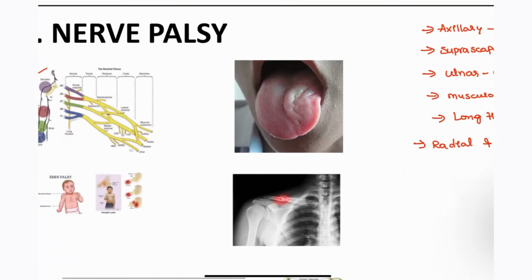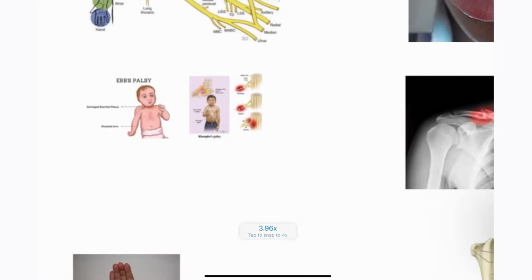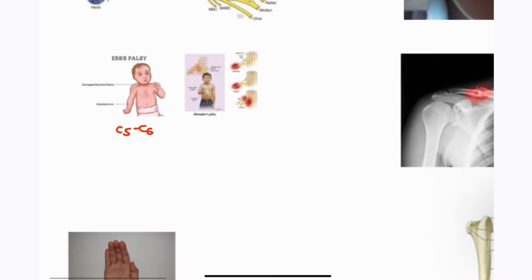Next, moving on to the types of defects that you have to remember. What is the root involved in Erb's palsy? Usually C5 and C6, involving the upper trunk. Next, Klumpke's palsy involves C8 and T1, and the lower trunk is involved here.